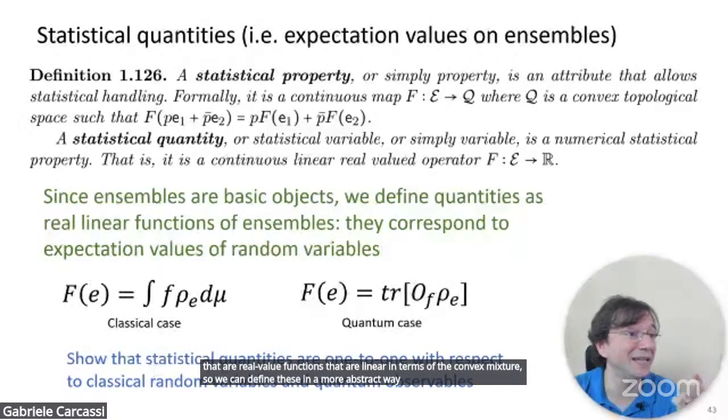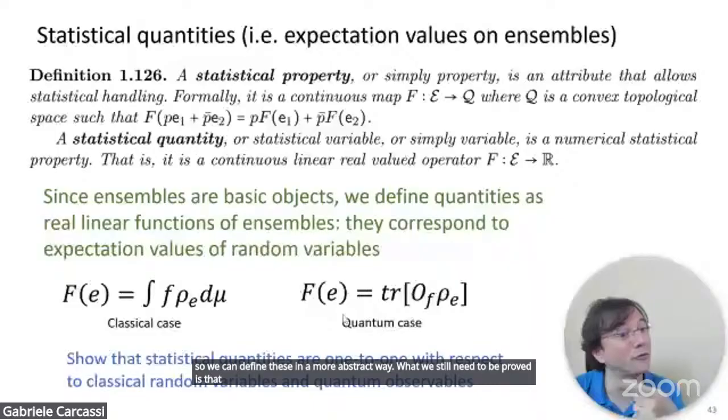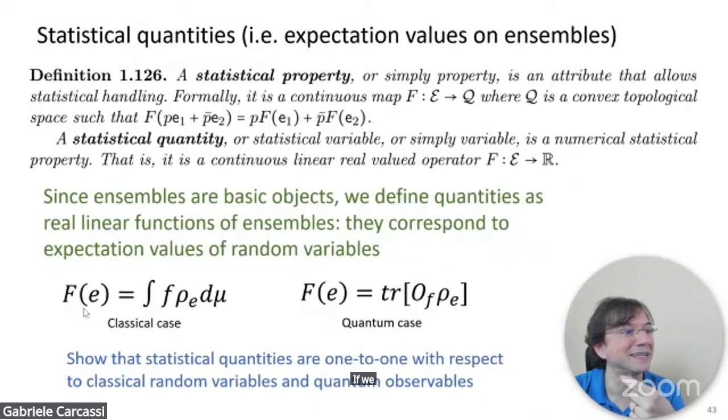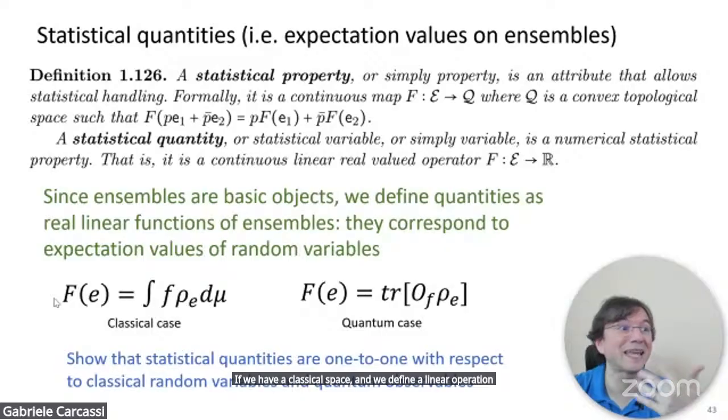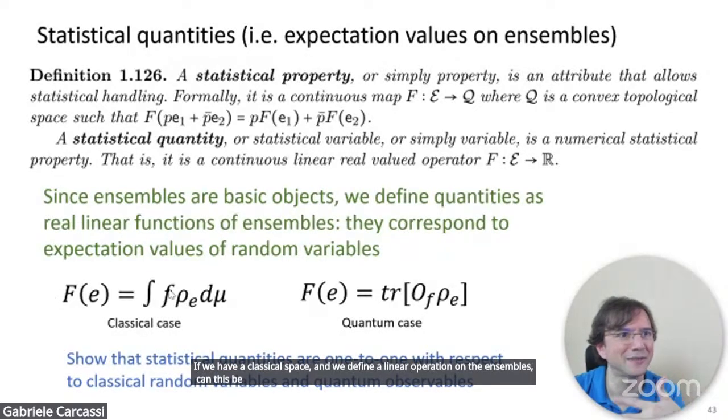What still needs to be proved is that we can go the other way around. If we have a classical space and we define a linear operation on the ensembles, can this be represented as the average of something?